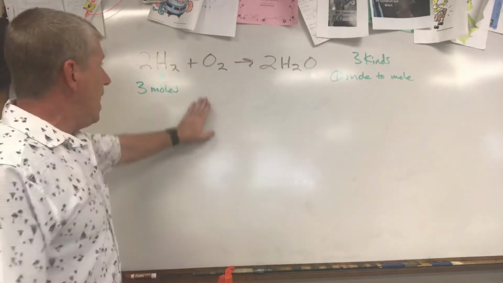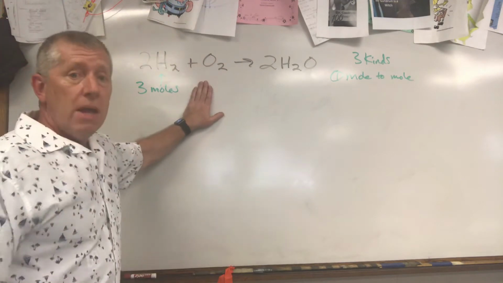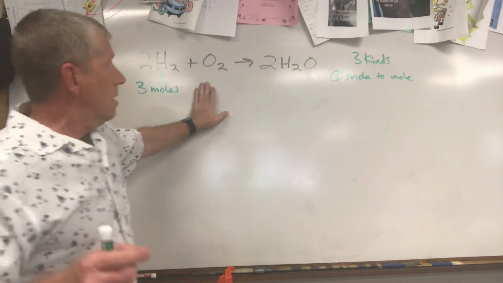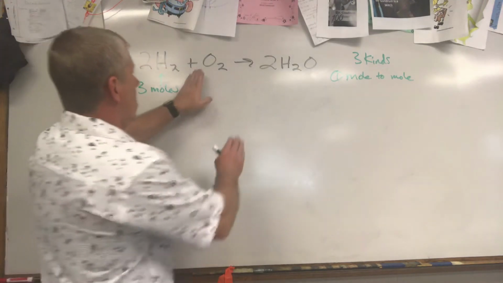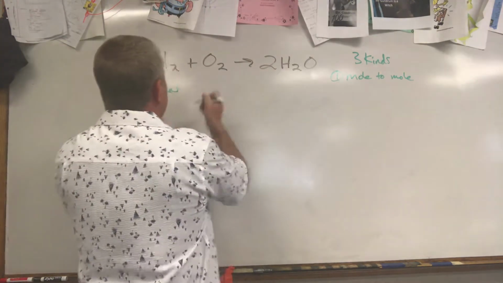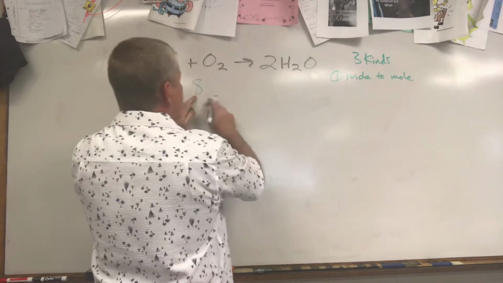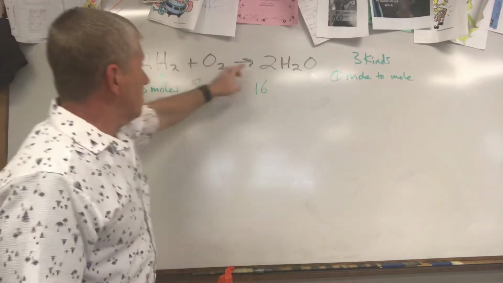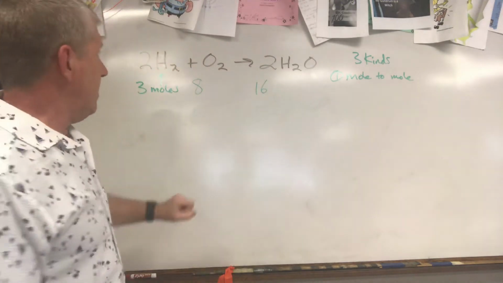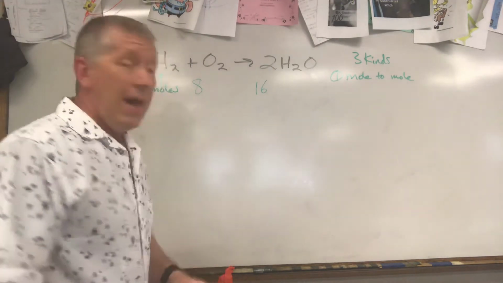Okay, here, how about this one? How about 8 oxygens? If you had 8 oxygens, how many waters could you make? That's a 1-to-2 ratio. So if I had 8 of these, 1-to-2 is 8 to 16. I should be able to make 16 because it's twice as much water that I can make from the oxygen, so twice as much. I hope you can see those.